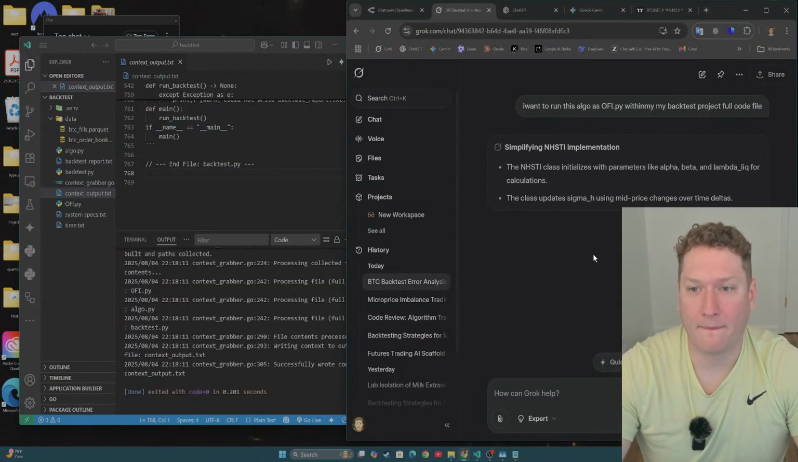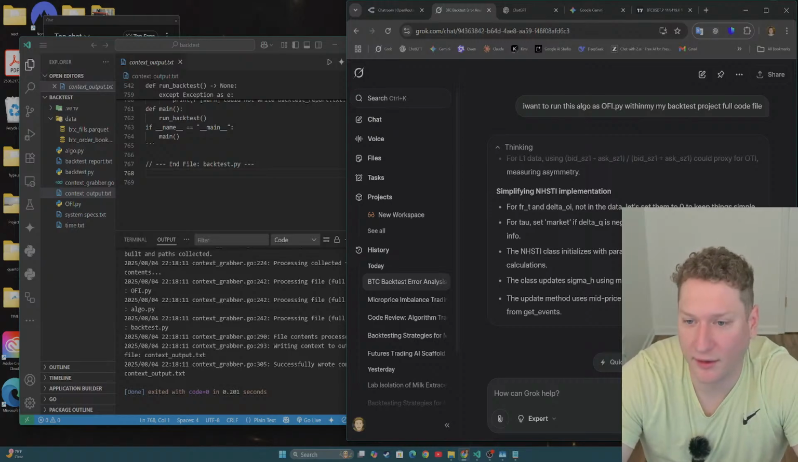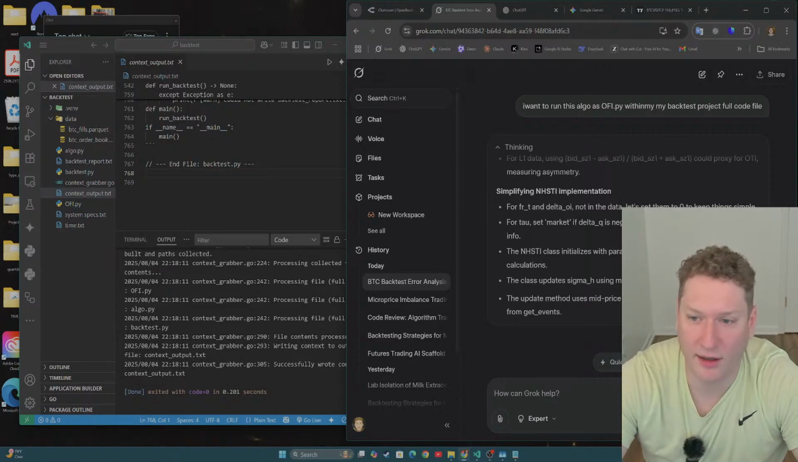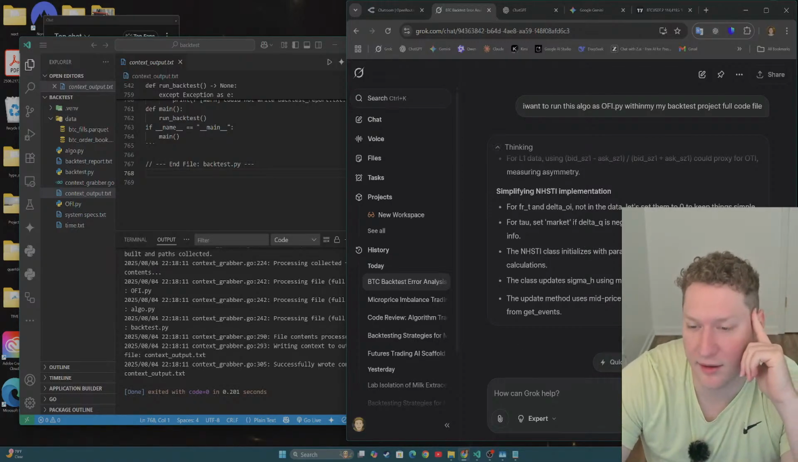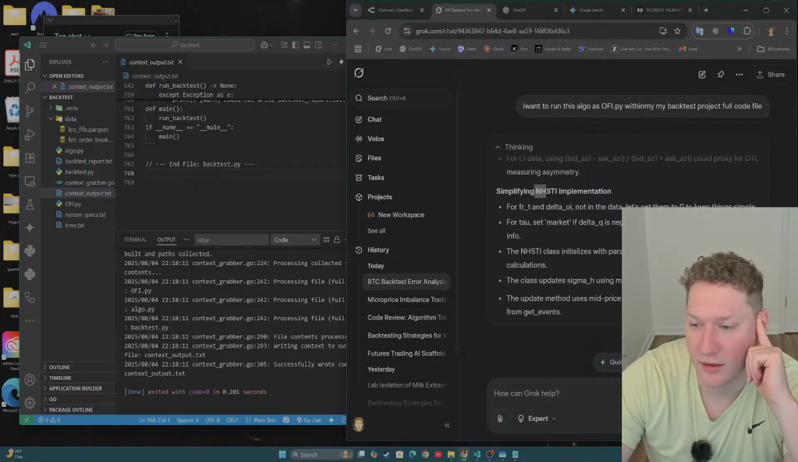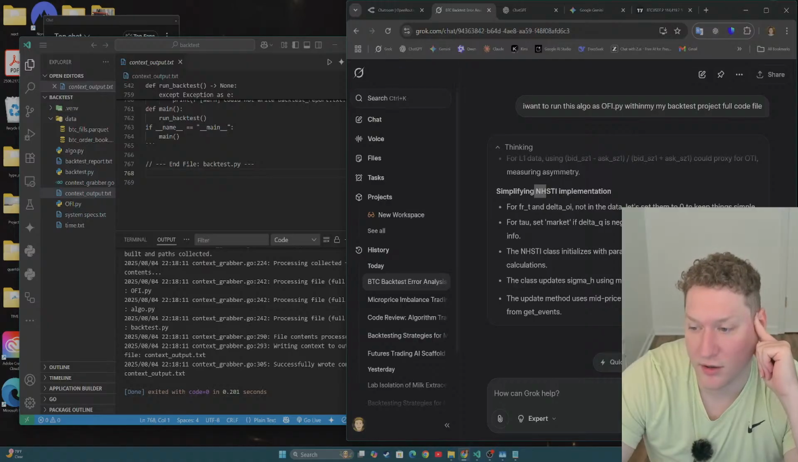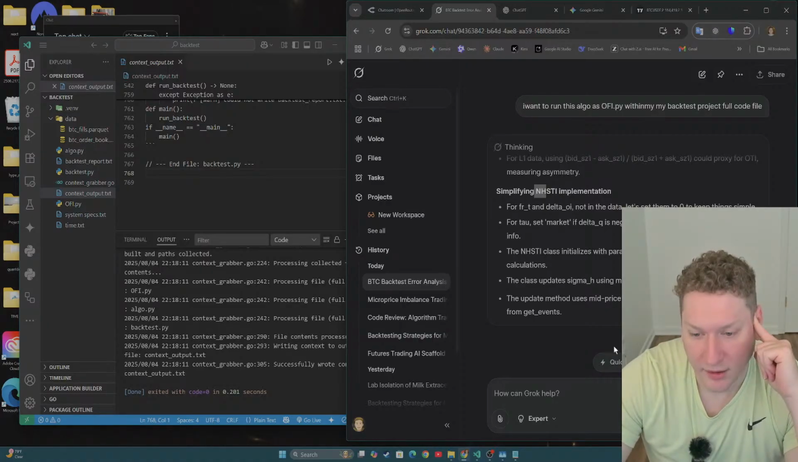Okay. Can we look into what it's doing? All right, so simplifying NHSTI implementation. Okay, so it added some extra. All right, so it's gonna have parameters like alpha, beta, lambda, liquidation for calculations. The class updates segment age using changes over time deltas. All right, the update method uses mid price and spread.